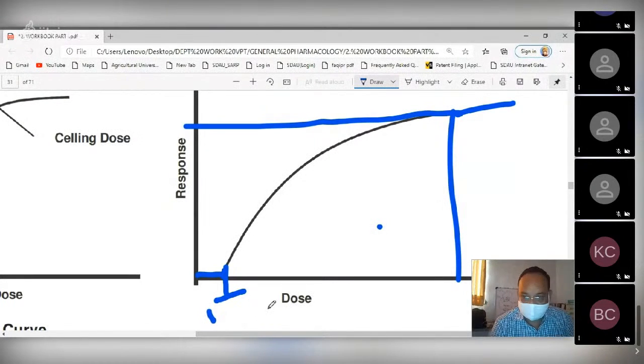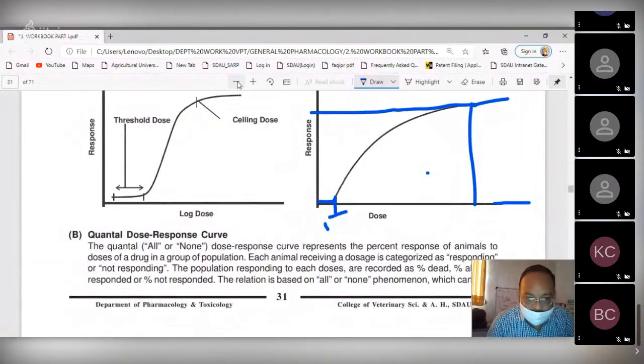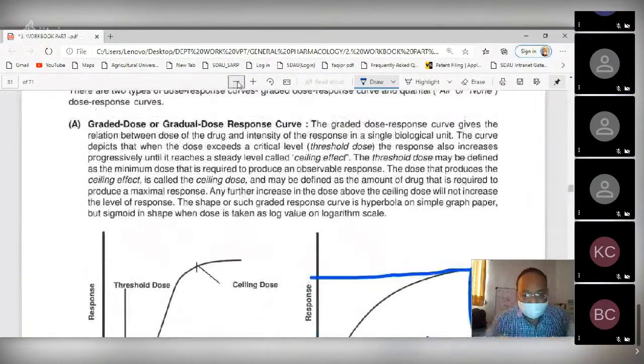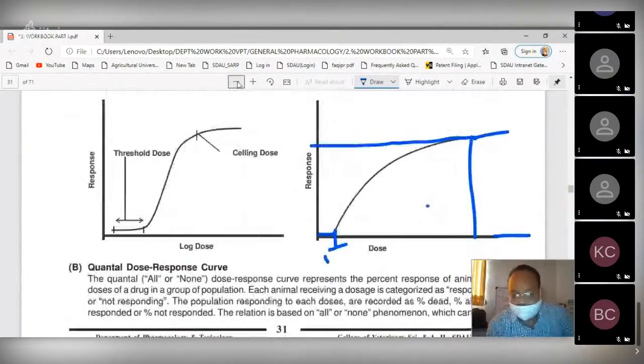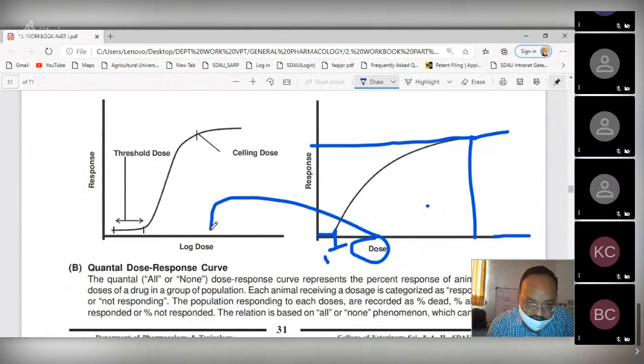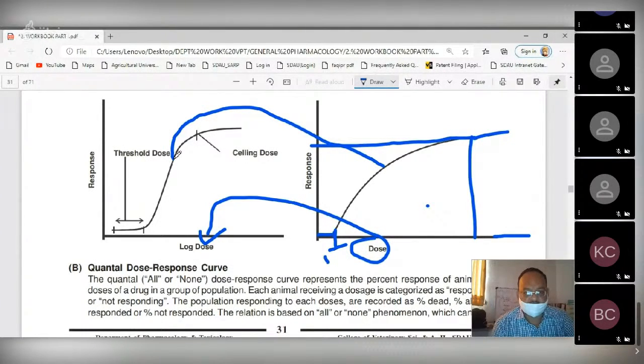Now let us see if you modify the unit, or you can say the scale, on the x-axis. For example, here we have simply taken the dose as 1 milligram, 2 milligram, 5 milligram, 10 milligram, 20 milligram. But if you convert this dose into log and again plot the graph, this curve will be converted into a sigmoid shape. So that is known as the semi logarithmic graph of the dose response curve.